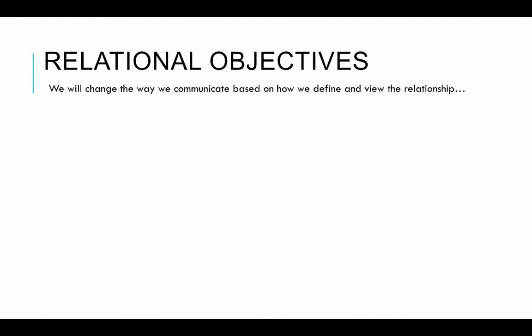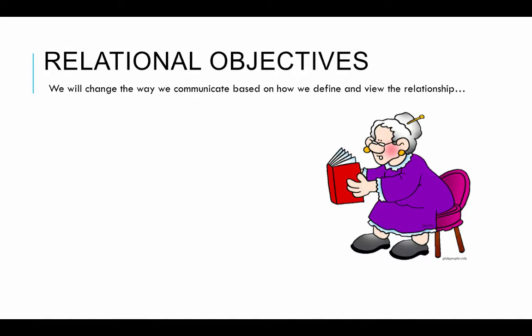We see this particularly with what we call relational objectives. Relational objectives is this idea that we change the way that we communicate based on how we define and view the relationship. We see this with people like our grandmothers, which we'll talk about in a minute, a boss, or a colleague.